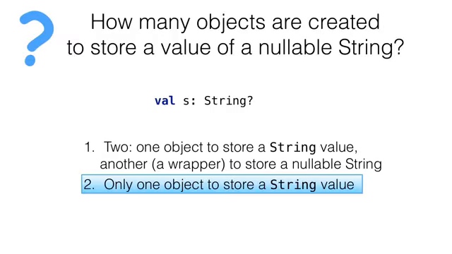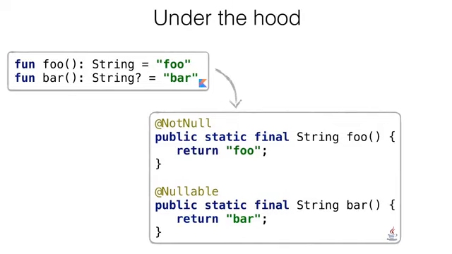So only one object is created to store a string value. Again, there is no additional wrapper as with optionals. When you use nullable types, under the hood, they add additional annotations at compilation time, which are checked at compilation time. But at runtime, it is the same string as a regular Java string. So both types, string and nullable string, correspond to the string type in Java, but annotated with annotations. So at runtime, it's one string. There is no wrapper. Everything is implemented via annotations.